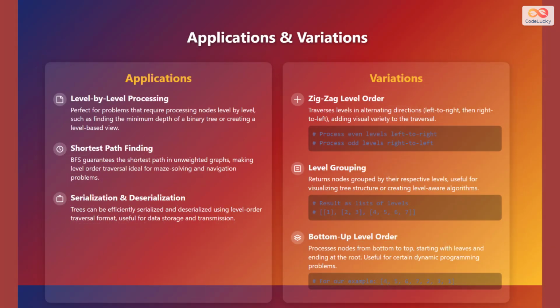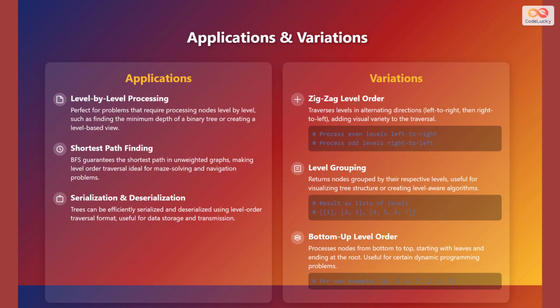Level Order Traversal has several applications and variations. Some applications include level-by-level processing, which is perfect for problems that require processing nodes level by level, such as finding the minimum depth of a binary tree, or creating a level-based view. Shortest path finding, where breadth-first search guarantees the shortest path in unweighted graphs, making Level Order Traversal ideal for maze solving and navigation problems. Serialization and deserialization, where trees can be efficiently serialized and deserialized using Level Order Traversal format, which is useful for data storage and transmission.